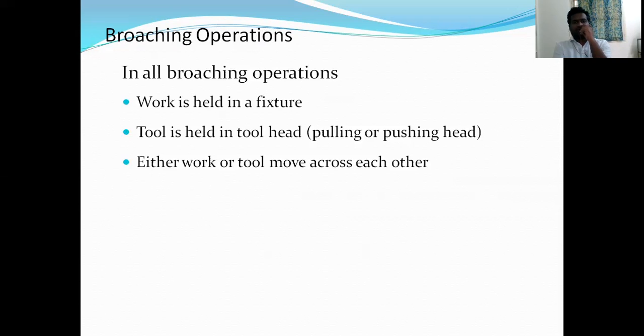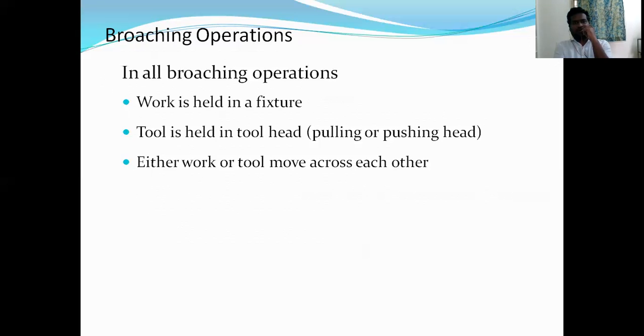So we have observed that in all operations the workpiece is held in a fixture. And the tool is held in a tool head, that may be a pulling or pushing head. So in all broaching machines, the tool is held in a tool head, which may be of pulling or pushing type. Based on the operations, sometimes it does a pulling operation or sometimes a pushing head operation. After these fixings, both workpiece and tool are fixed, and either work or tool moves across each other.